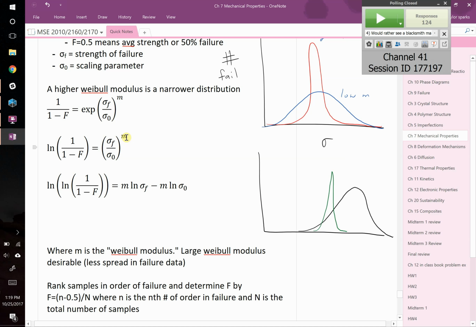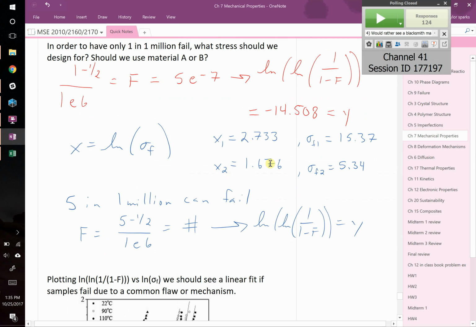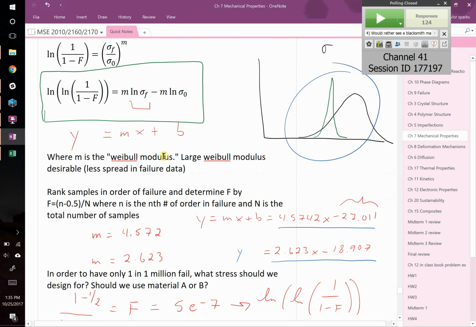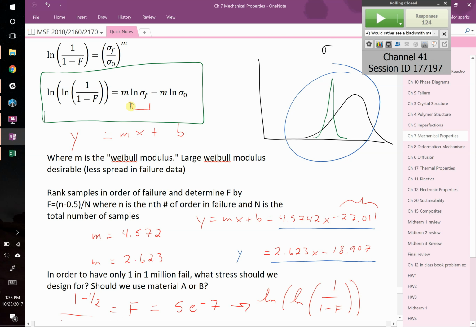When you solve for x, you end up with some values, and you recognize that x is equal to the natural log of sigma f. We know that because that's it right there. That's x. So once you know that, you just take the exponential of whatever x was, and that will give you, in this case, the strength that you can take it up to for that failure rate. Does that make sense? Yeah, Takara?